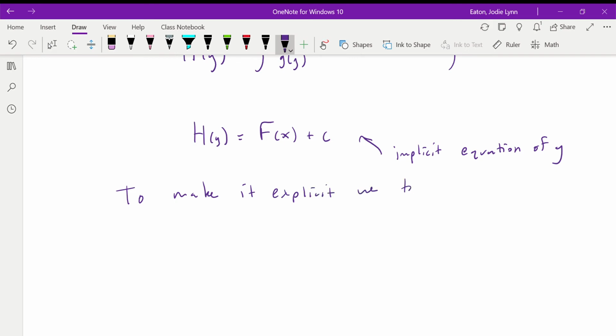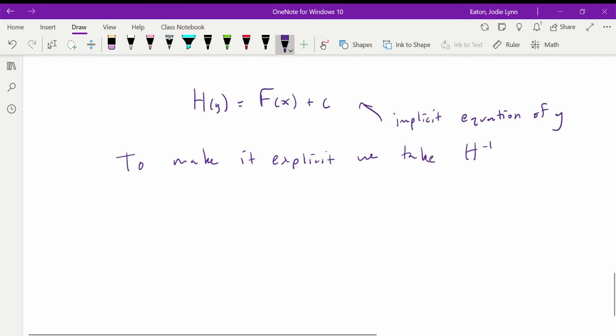We take h inverse. And in this case, if you end up with just a y, that was about as simple as it could get. You have y equals h inverse of f of x plus c. And remembering logarithms and exponentiating are inverse functions. Okay.